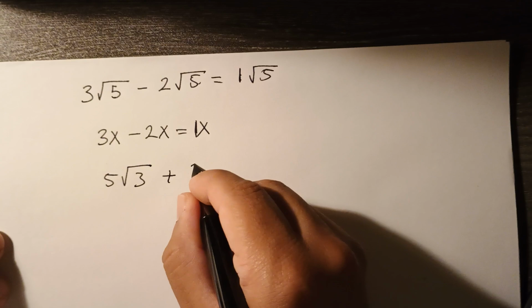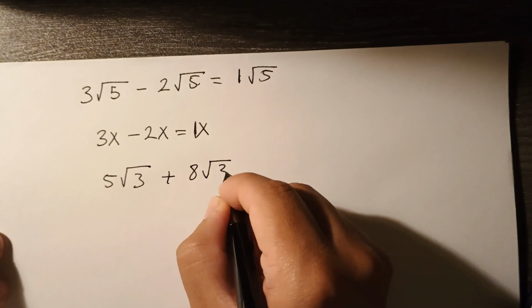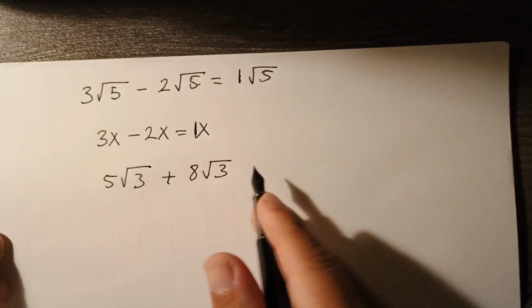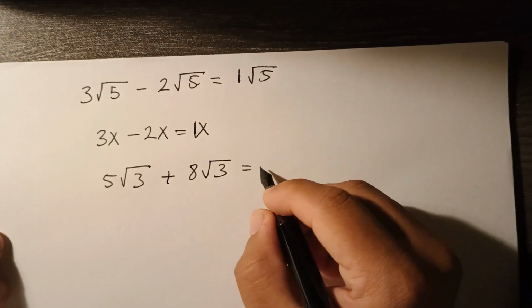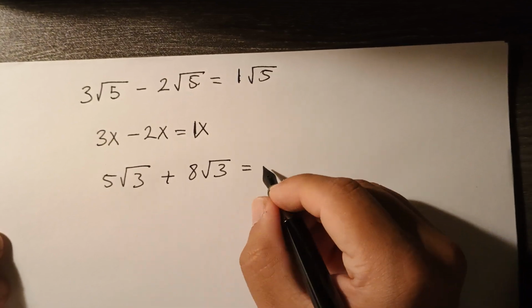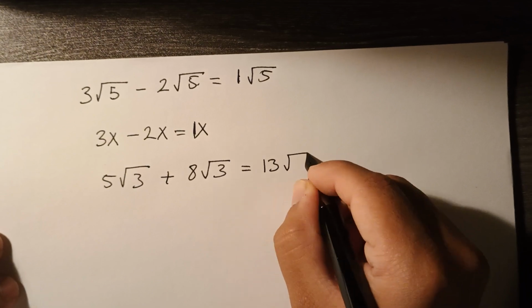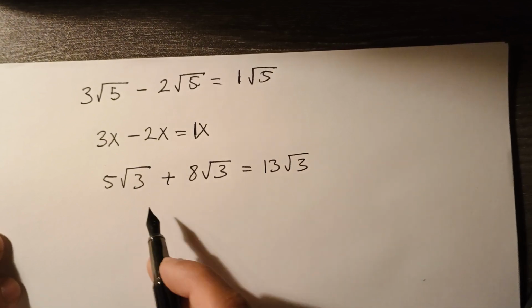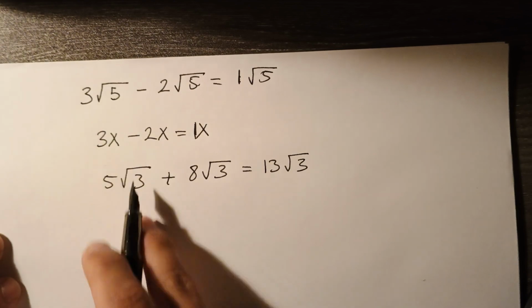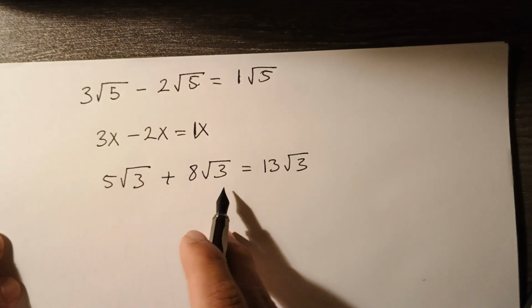Let's say you're adding something like this. These have to be the same. And the answer to this is 13. So that's how you do something like this. Same for addition and subtraction, but these have to be the same.